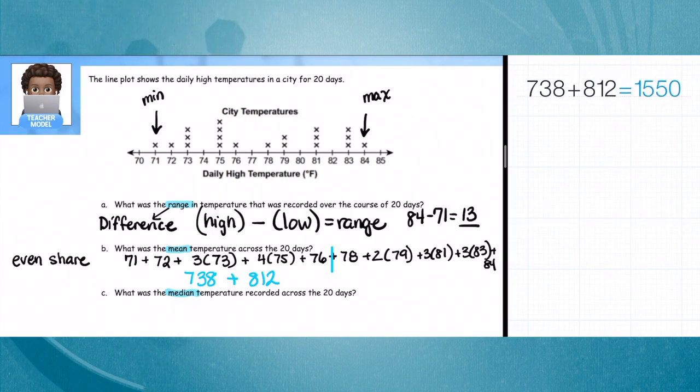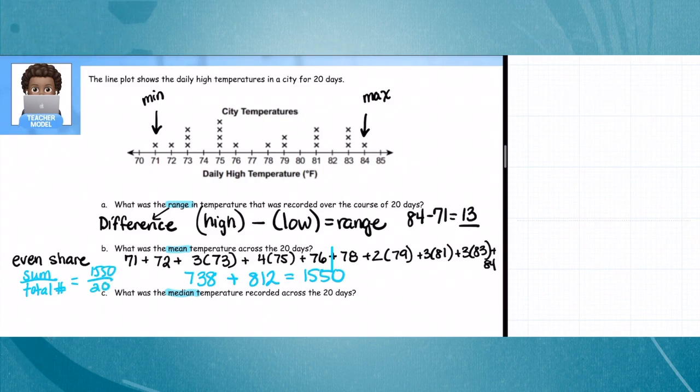And my total is 1,550. So this is just a sum. That's not the mean. This is just the sum. What I'm going to do next is take my sum and divide it by all the numbers I have. In this case, I have 20 numbers. So I'm going to do my sum divided by the total number in the data set. So that's 1550 divided by 20.